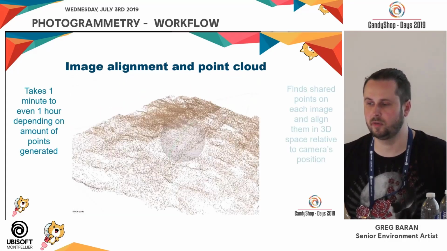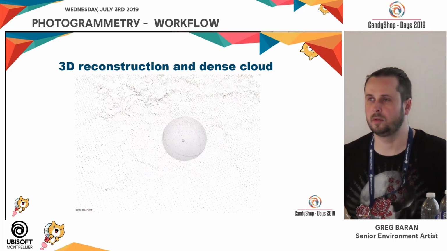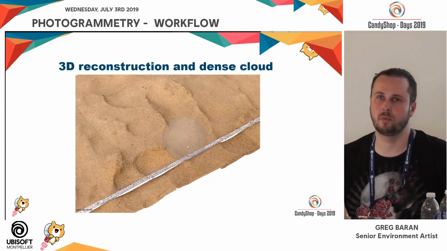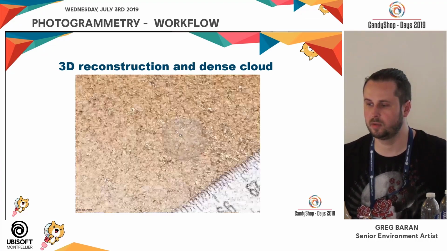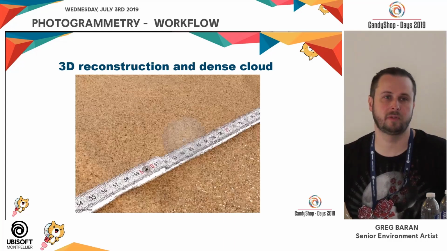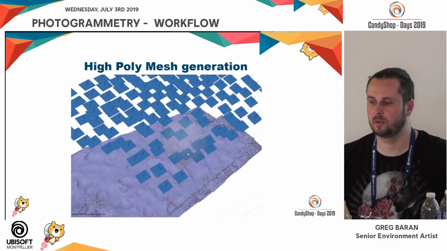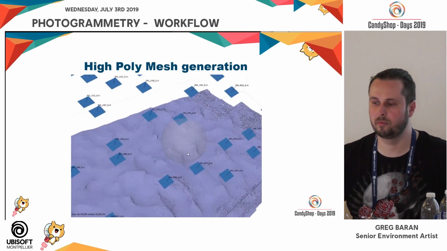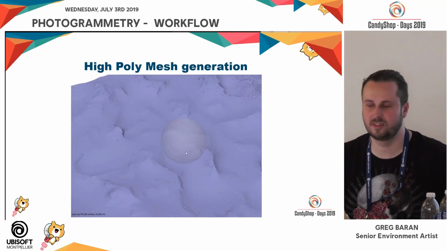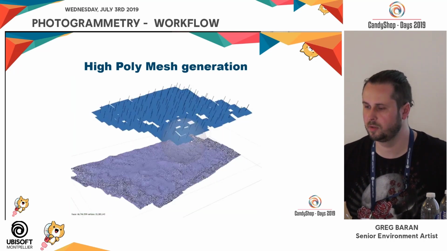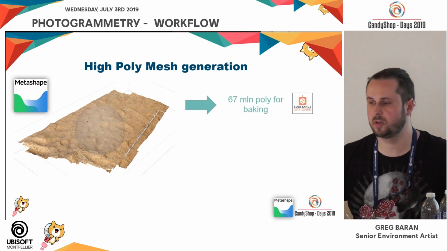When this process is over, those images are projected in the form of a dense cloud. So you can see this is the cloud of small points reconstructed from those images. And after it is over, it can be turned into a 3D mesh. That took me 5 minutes. It has 67 million polygons in this case. So high poly mesh generation.